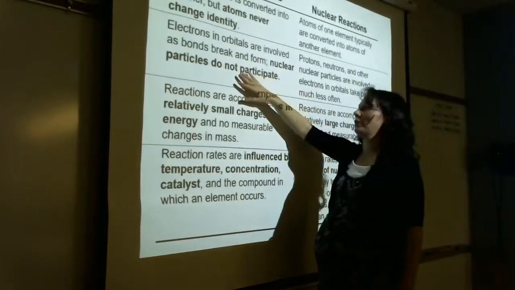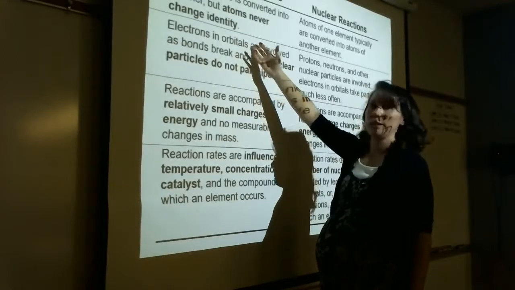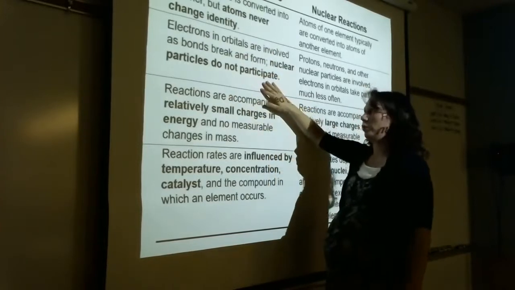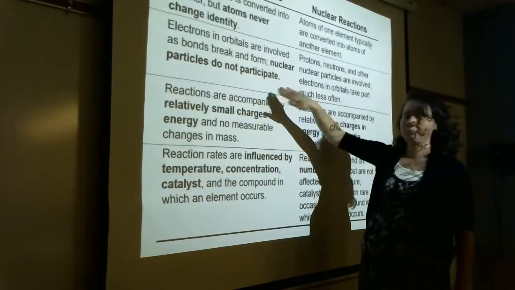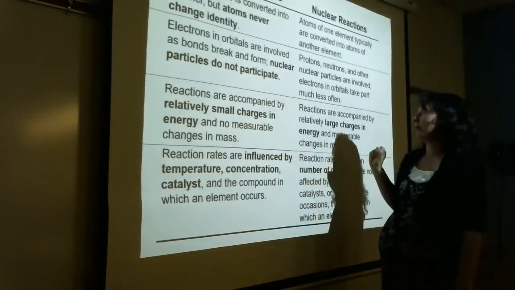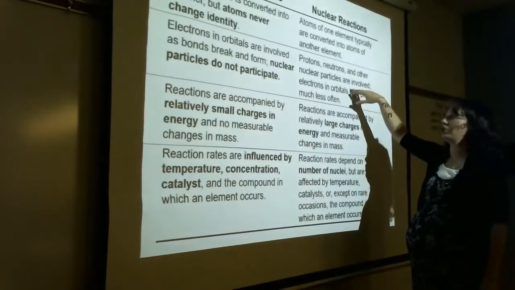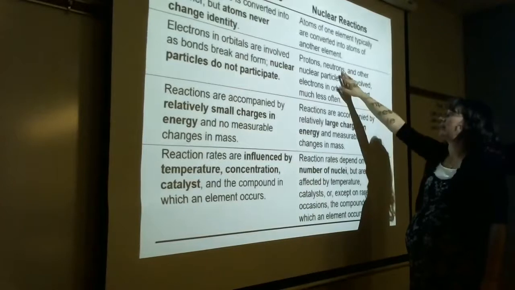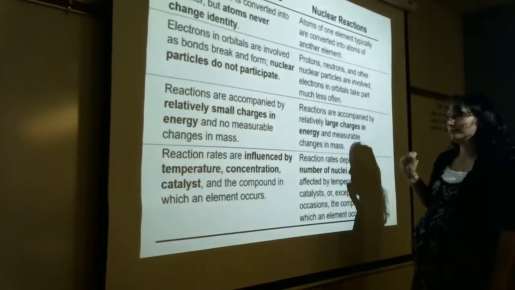In chemical reactions, electrons and orbitals are primarily what's happening. Electrons and orbitals are involved, bonds are breaking, but nuclear particles, so in other words, particles in the nucleus, the protons and neutrons, they're not participating in any way. However, in a nuclear reaction, electrons aren't doing really much in orbitals, they're just kind of hanging out. But the protons and neutrons, they are the ones participating.